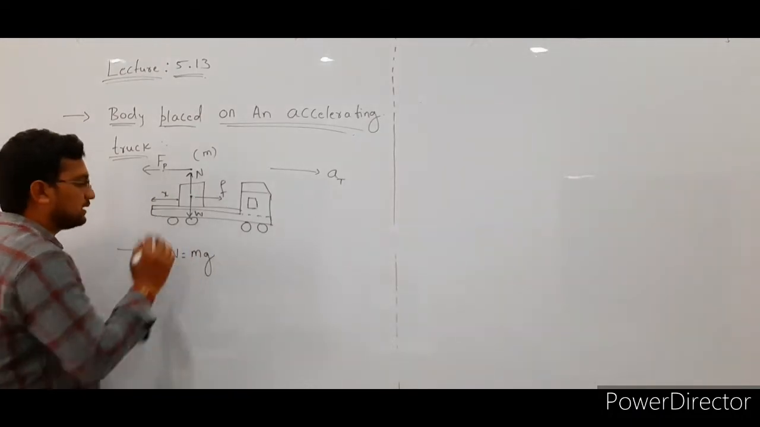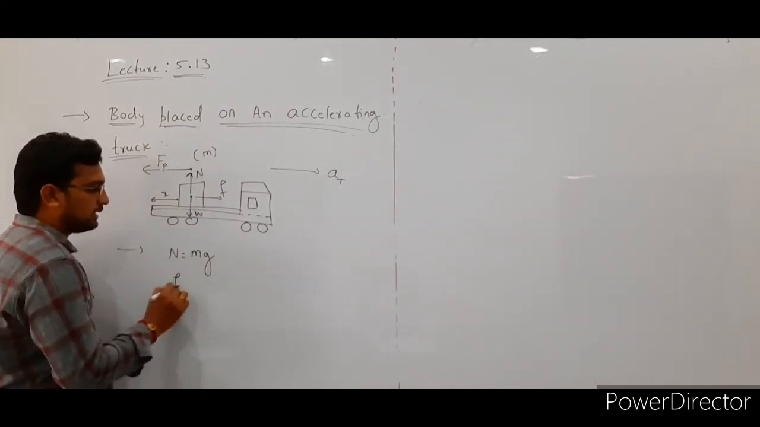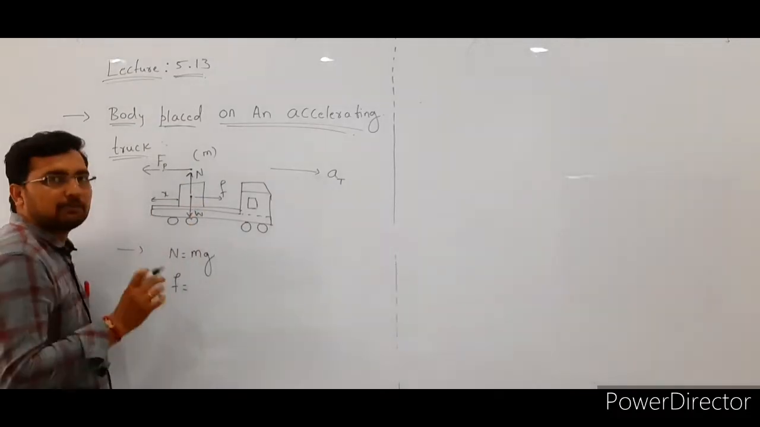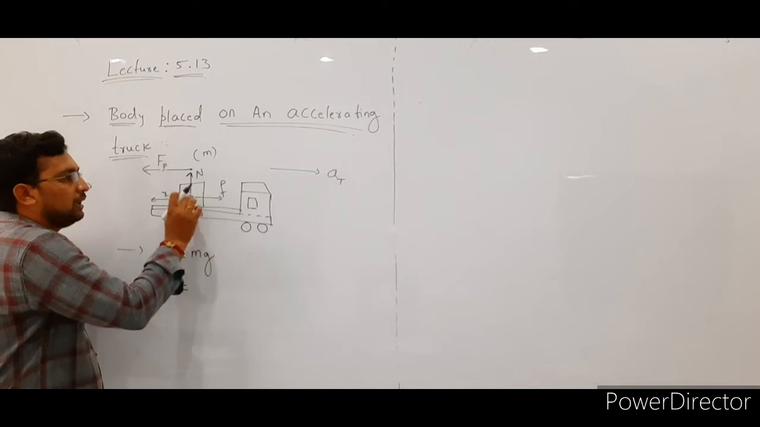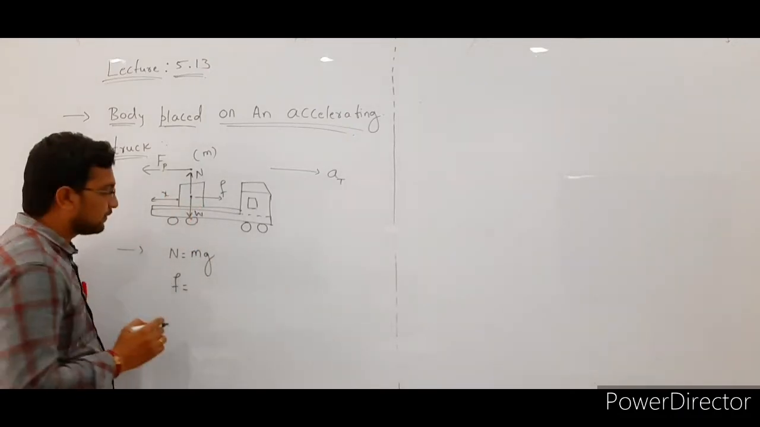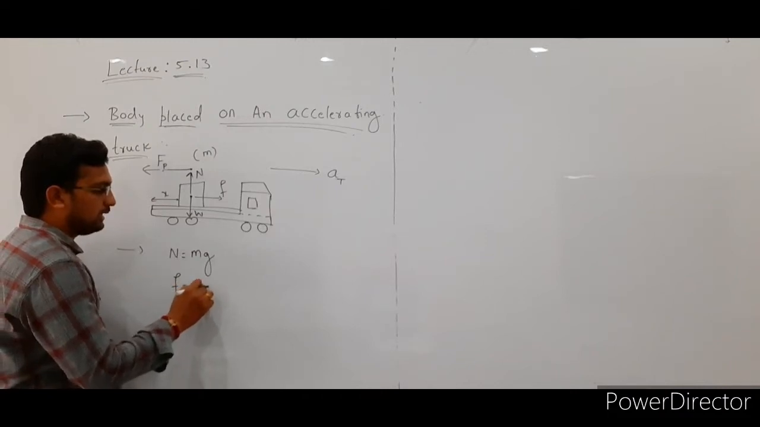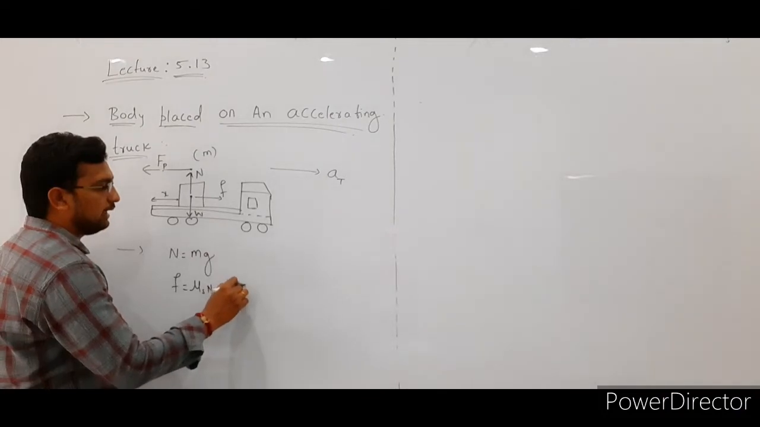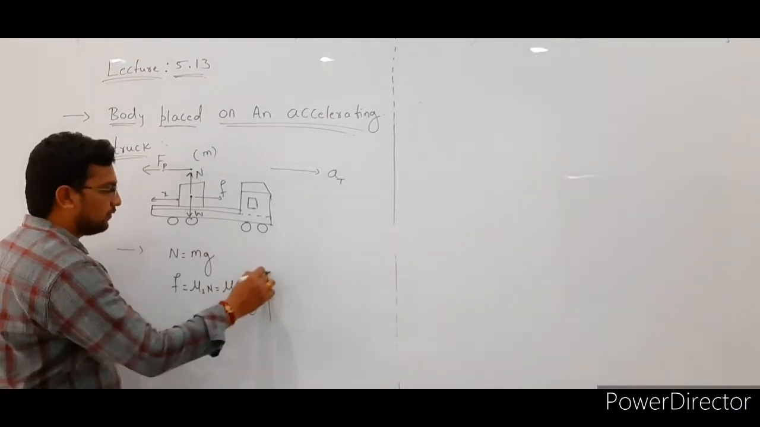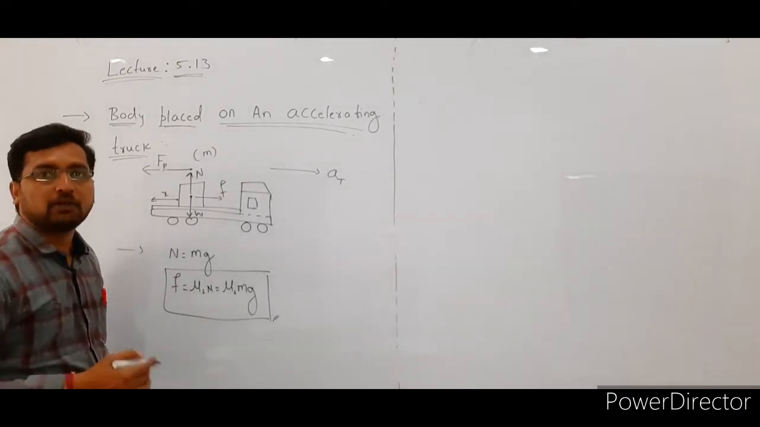Then the friction force experienced by the block: since the block is at rest, static friction comes into play between the block and the surface of the truck. So the friction force is equal to mu suffix s into N, which is equal to mu suffix s m g. This is the friction force acting on the block.